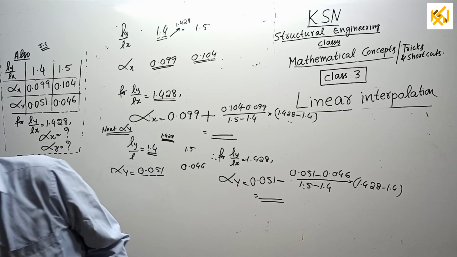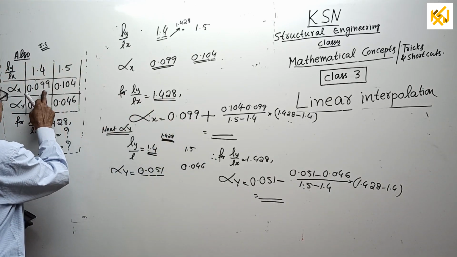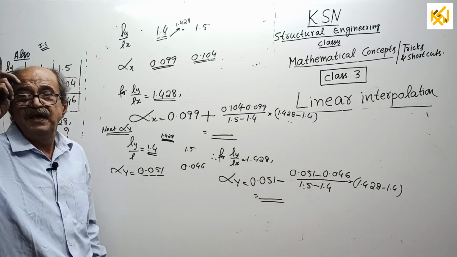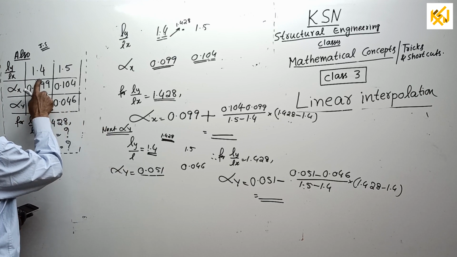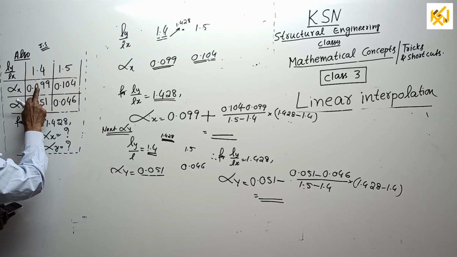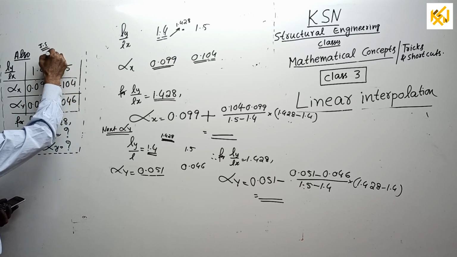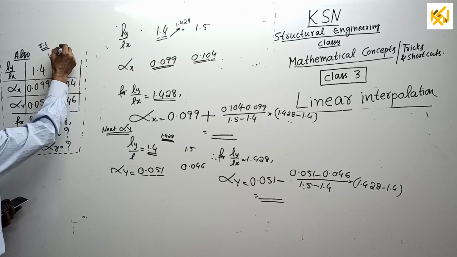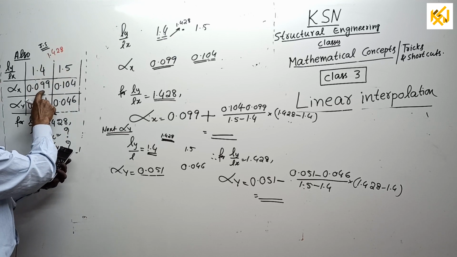Okay, see. Now, lastly, I will get the value here. Don't look at that. Slowly I will tell, not high speed. See here. 1.4 is 0.099, 1.5 is 0.104. How much for 1.428? See what I am doing. I will put the calculator on.